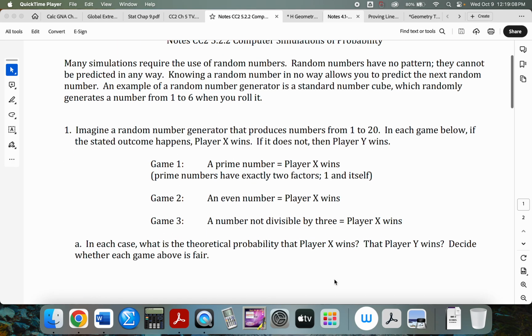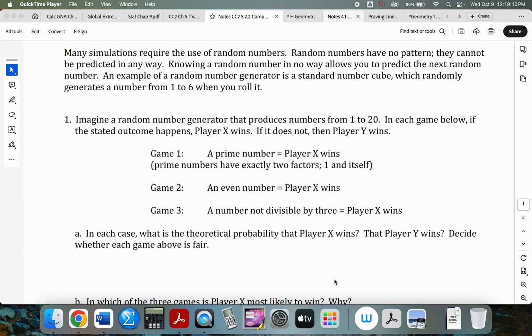A lot of times when you're simulating something, you use random numbers. We do this in my AP statistics class as well. Random numbers, at least in theory, have no pattern. They cannot be predicted in any way. Knowing a random number in no way allows you to predict what the next random number would be.